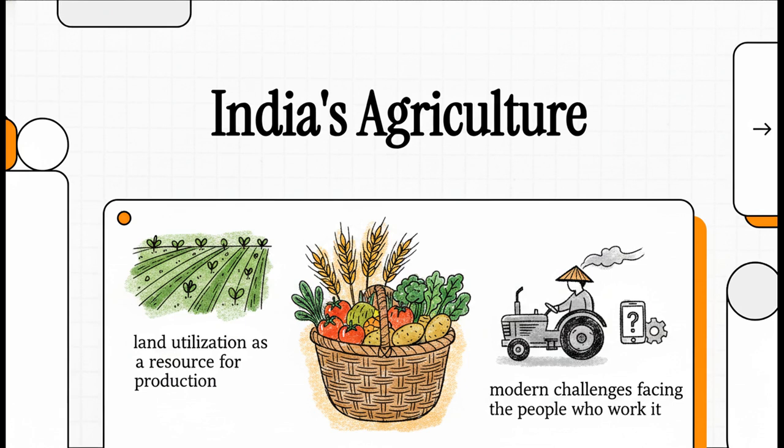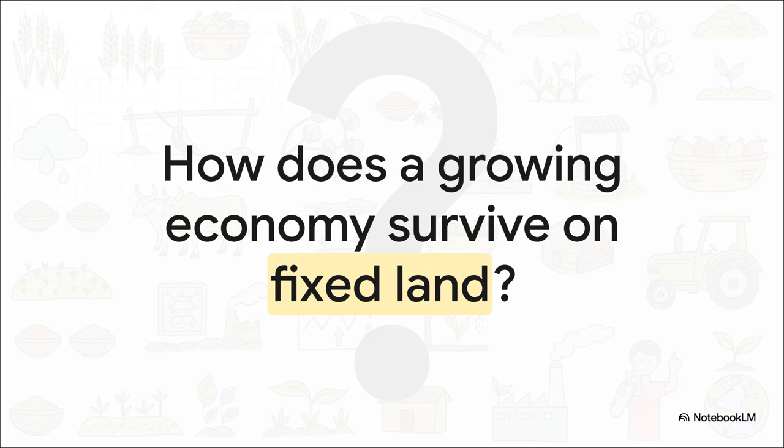Let's jump in. Let's start by looking at a crucial question that really defines India's modern agricultural challenge. How exactly does a rapidly growing economy, with an increasing population and booming industries, survive and feed itself on a strictly fixed amount of geographical space? It's literally a giant puzzle of resource management.